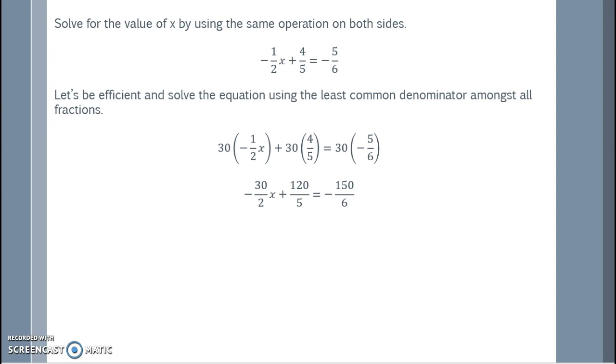And you can notice that each one of those can evenly be divided, giving me negative 15x plus 24 is equal to negative 25. So now we have to use the same operation. So we need to get that x by itself. So first we're going to subtract 24 from both sides, giving me negative 15x equal to negative 49. We then need to divide both sides by negative 15. So x is equal to 49/15.